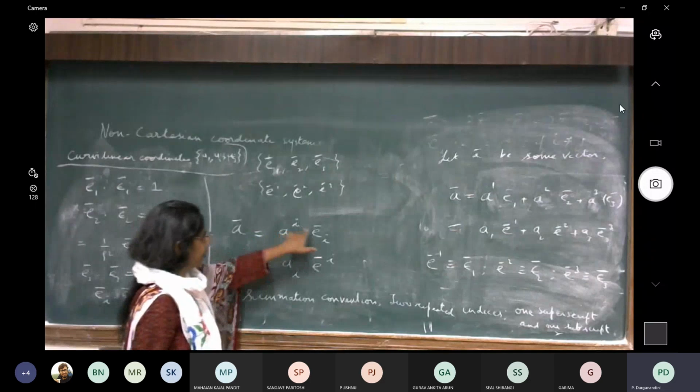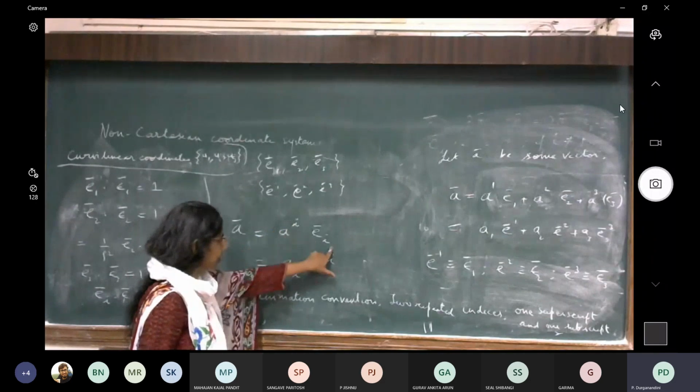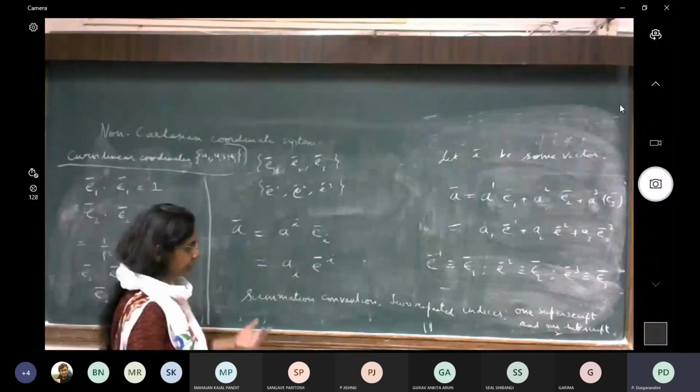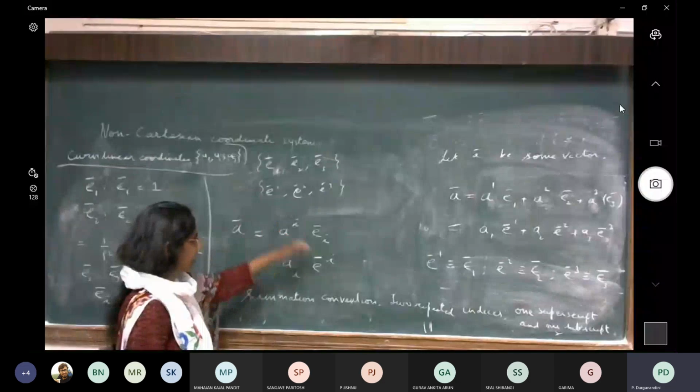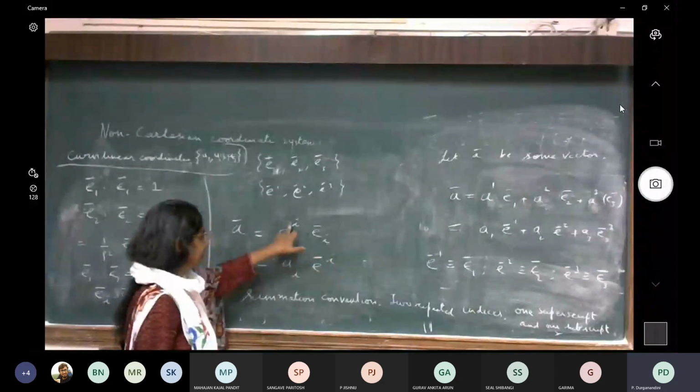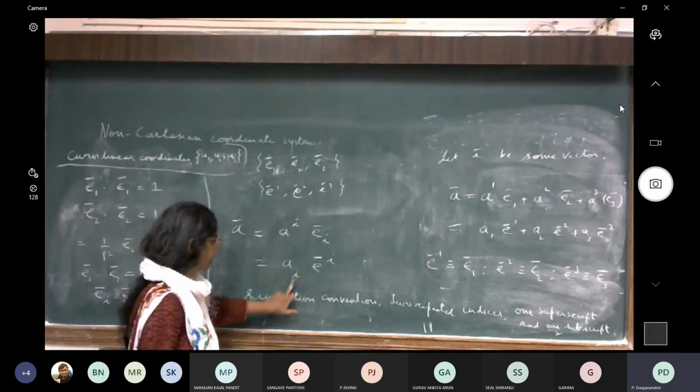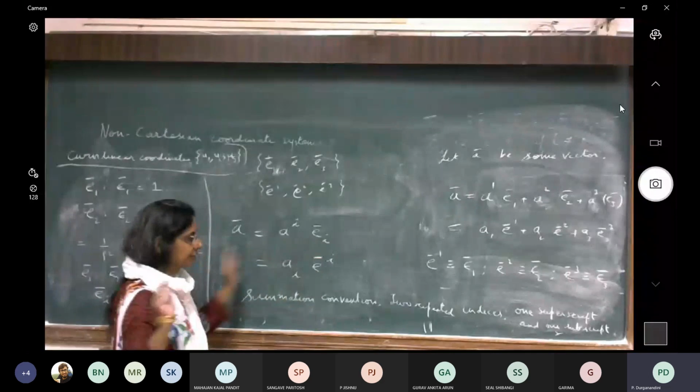So here I have one upper index on this side, and this is a lower index. I can call it a superscript, or an upper index, and this is a lower index. So it's a superscript, subscript. Here it is a subscript, superscript. Fine. So this is our new thing.